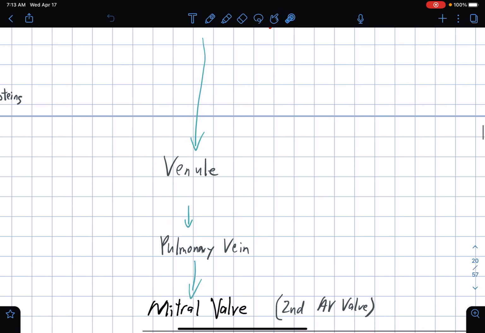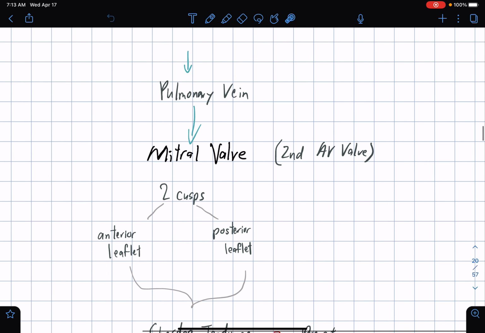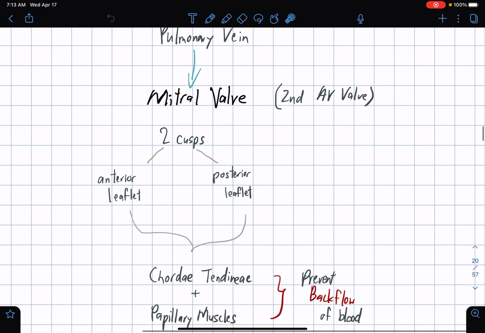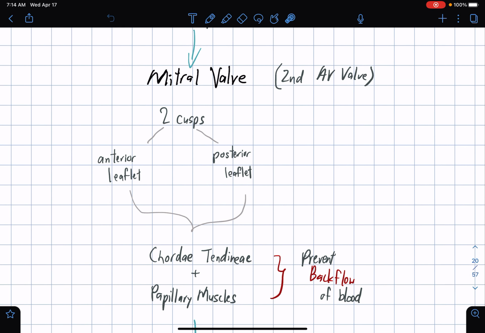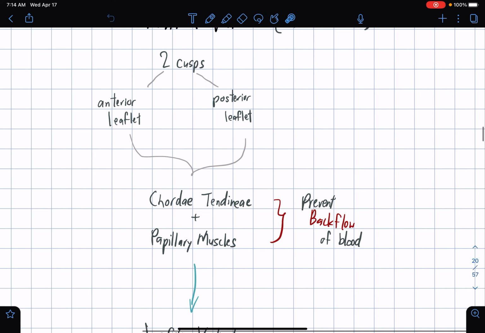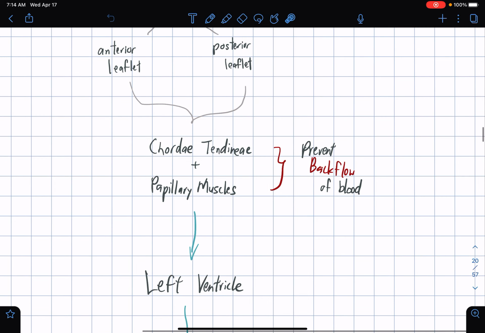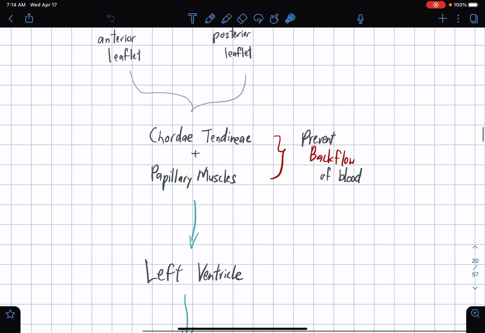And we have the venule, pulmonary vein, and then the last valve that we have, I'm not sure if this is the last, but this is the third one, at least. This is called the mitral valve. In other words, called the second AV valve, or atrioventricular valve. This time, instead of having three, it has two. One is the anterior leaflet, and the other is the posterior leaflet. The chordae tendineae plus the papillary muscles prevent the backflow of blood. So, I suppose this is synonymous to the idea of regurgitation.